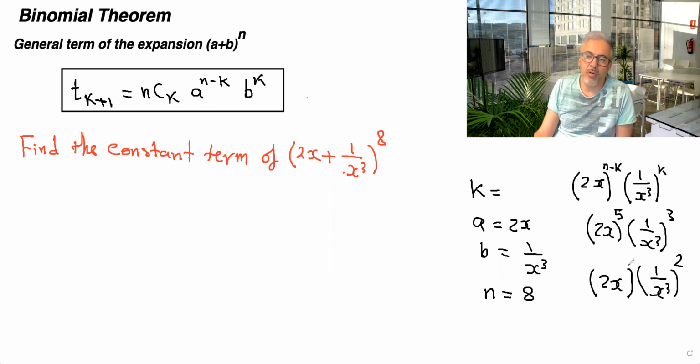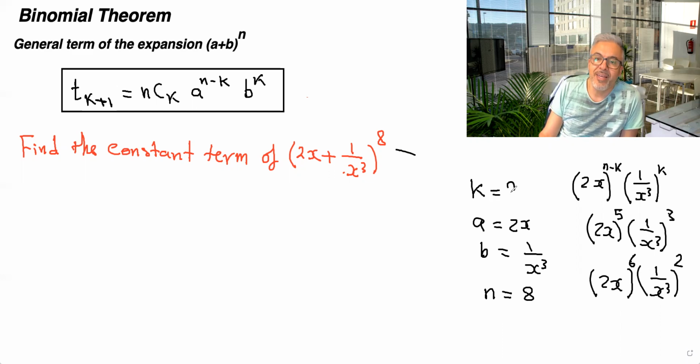And as I told you, the exponents here and there always have to add up to n, the 8. So this will be 6 right here. Now, right away, I see x here is going to be x to the 6, and x cubed here is going to be x to the 6 because of the square there. So since we have x to the 6 here, x to the 6 there, because this is a fraction, they're going to cancel, and I'm going to have no x's whatsoever. So right away, I know k is 2. Of course, a is my 2x, b is 1 over x cubed, and n equals 8. And so that's what the constant term is. This is the term that's going to have no variables.